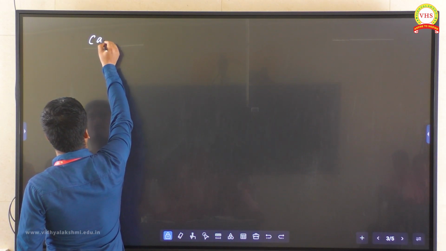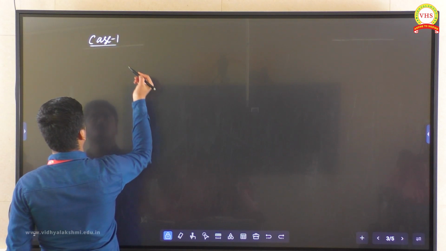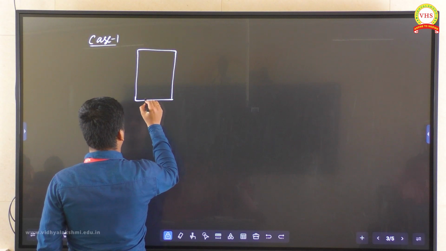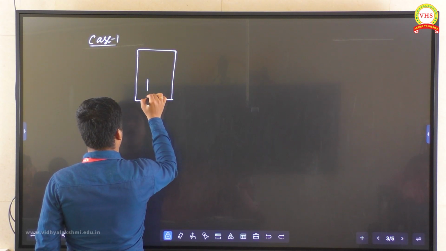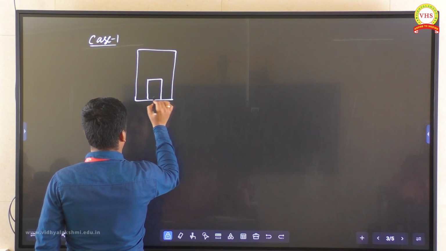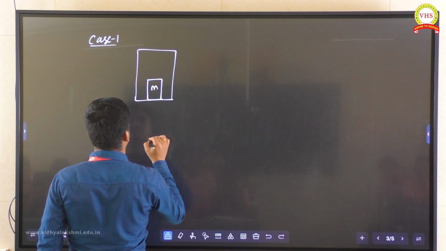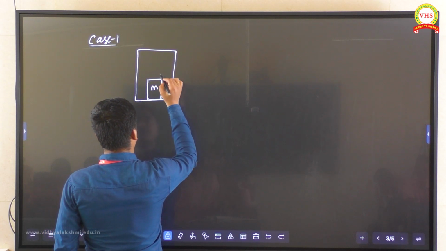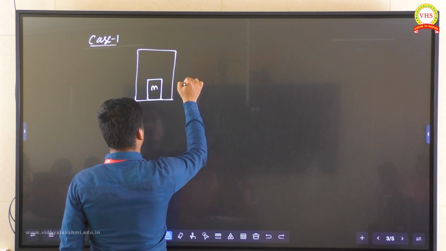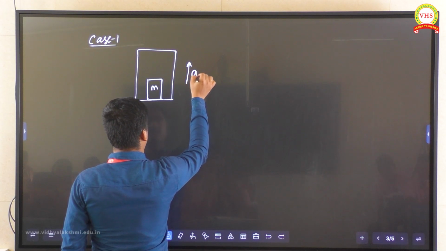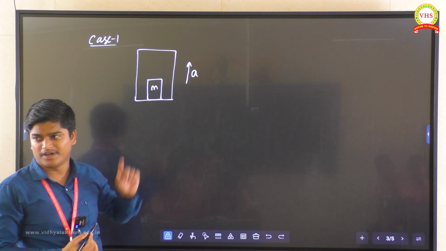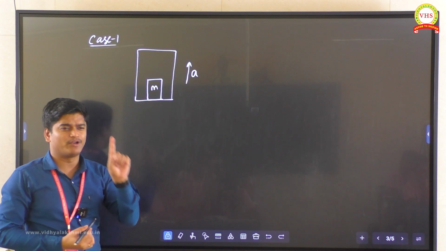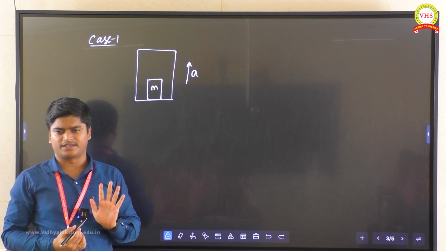Now I will take one special case, case 1. Here I have a lift. On this lift I have a mass, or a portion, anything, mass m. Now this lift is moving in the upward direction with acceleration a. This m can be one person, or any object, anything.